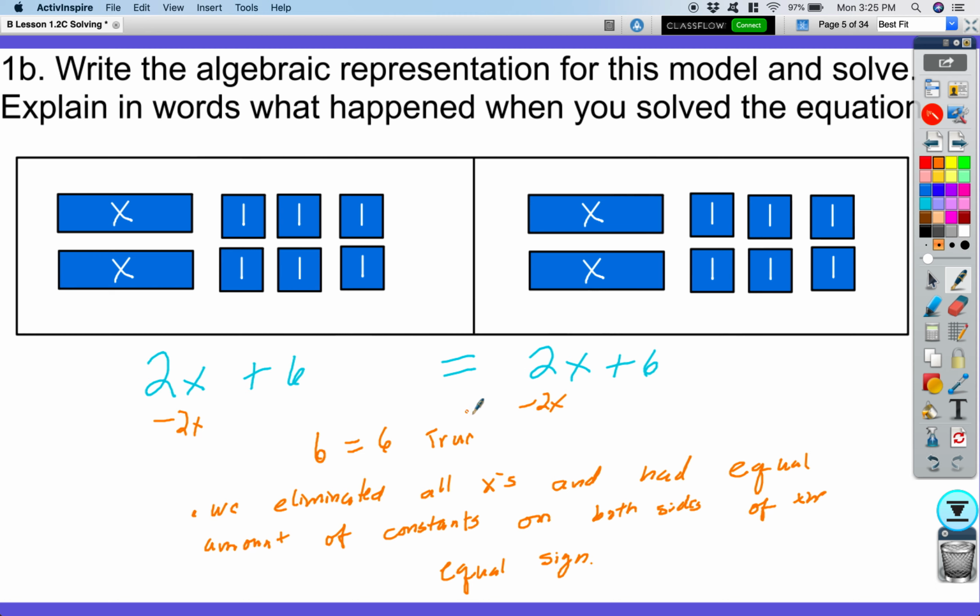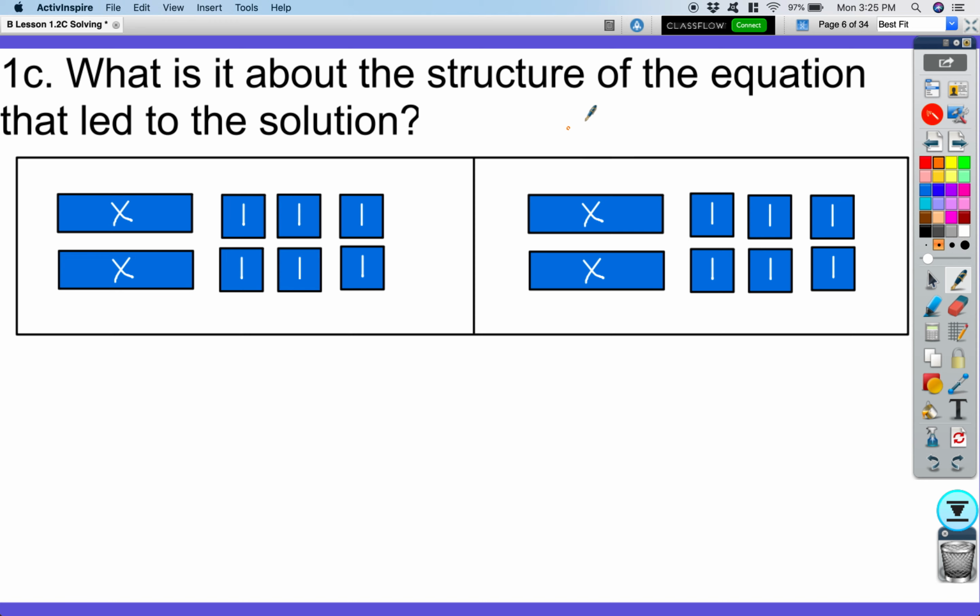Okay, now when that happens, I get infinitely many solutions. So what about the structure of the equation led to that solution? It's because I had an equal amount of x's on both sides. Think about this: I have two twins. Will the twins always be the same exact age? Yes, they will. What if I doubled their age? Will they be the same age? Yes, they will. What about if I doubled their age and waited an additional 6 years? Yes, and that's exactly what this is saying. No matter what age these twins are, they will always be the same age.